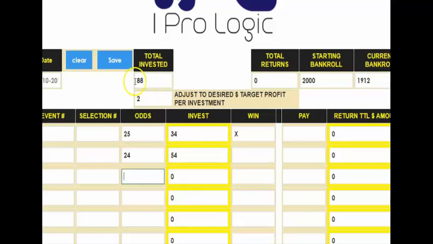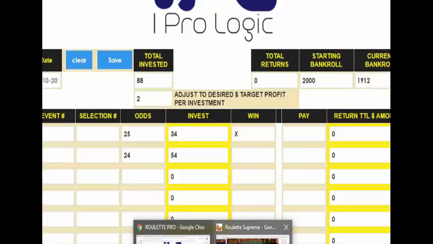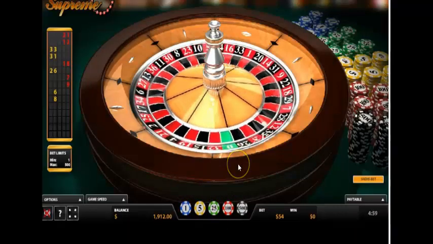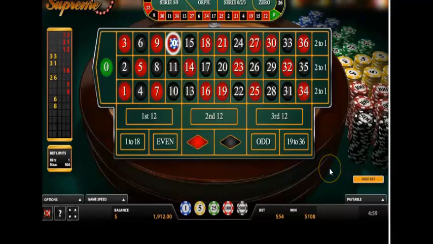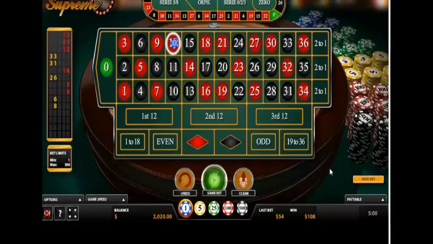So you have a total of 88, which means if you hit, and again, a lot of times we're going to hit between 1 and 3 spins, and that's what makes this program so powerful and remarkable. You're going to be able to turn a profit. So let's see what happens. There you go. You just did. That's only your second spin.